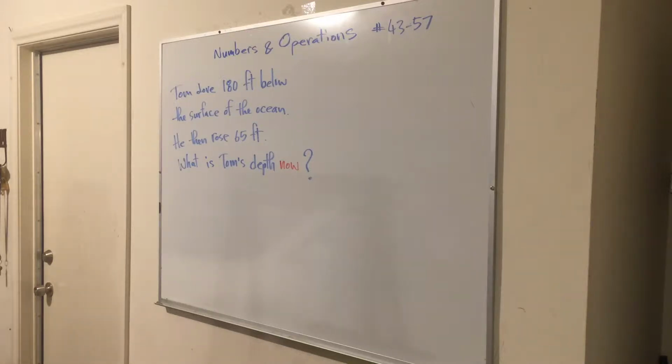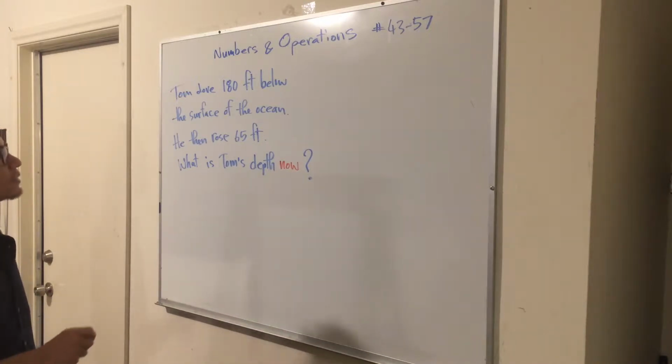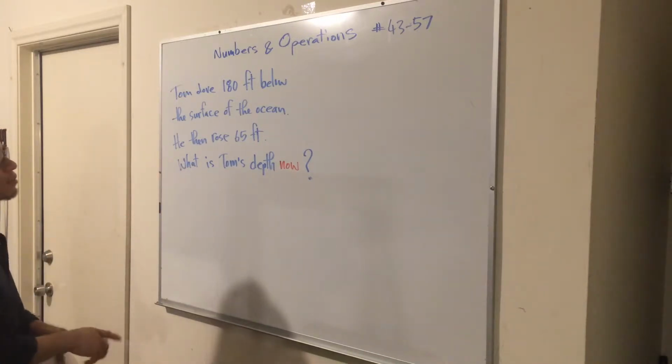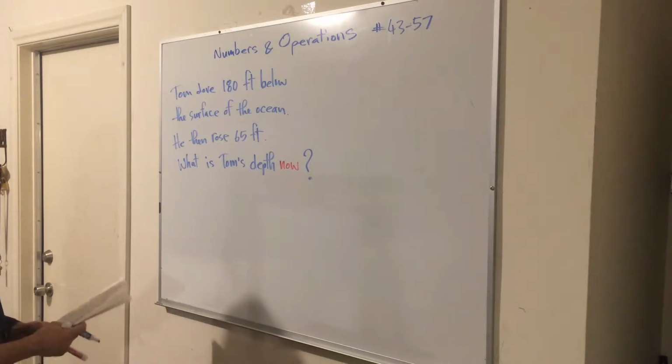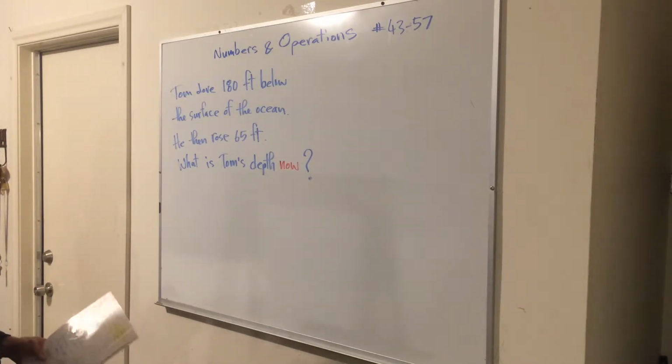Here's another word problem for you. Tom dove 180 feet below the surface of the ocean. He then rose 65 feet. What is Tom's depth now? Draw if you have to. Okay, so please take a minute to figure this out.